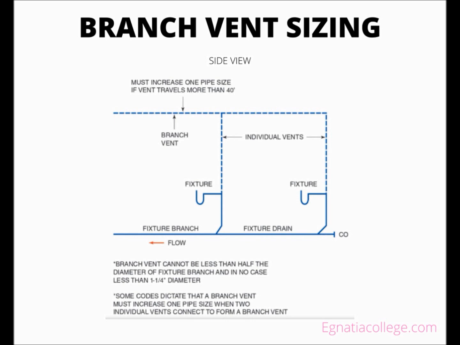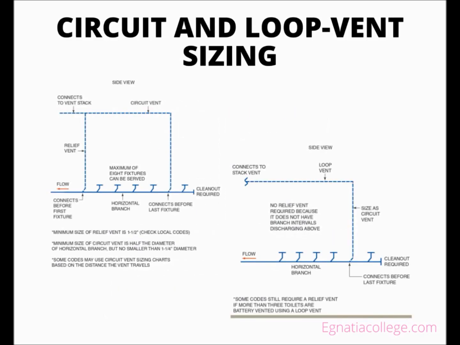Some codes dictate that a branch vent must be increased one pipe size when two individual vents are connected to form the branch vent. For example, if two 1½ inch individual vents are connected to form the branch vent, it must be at least 2 inch in diameter.